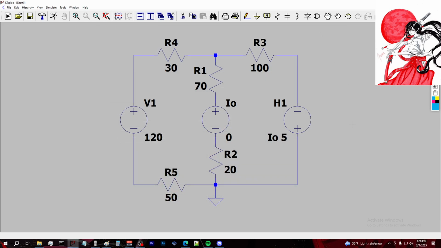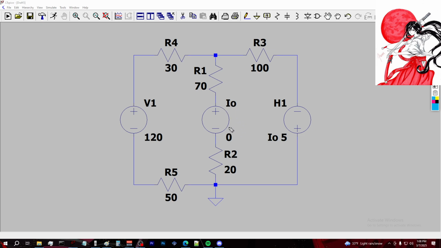So today we're going to start talking about current dependent sources. In this case, we're talking about a current dependent voltage source. As you can see, right here we have our current dependent voltage source. It is dependent on current IO with a gain of 5. So we have to multiply current IO by a gain of 5, right?